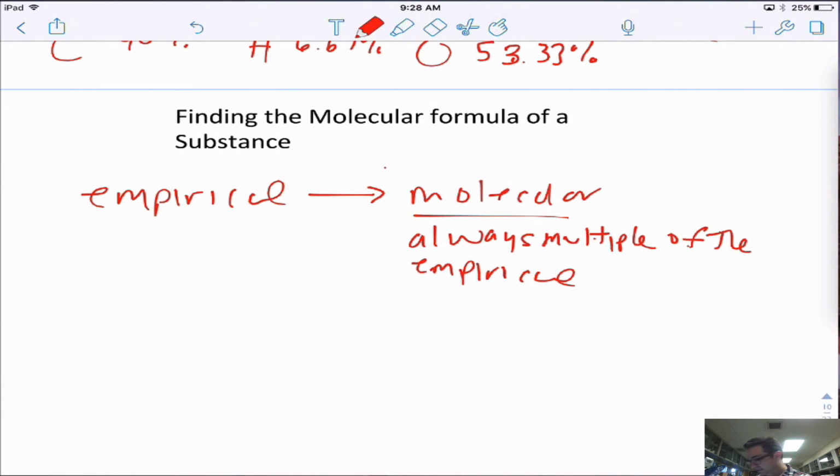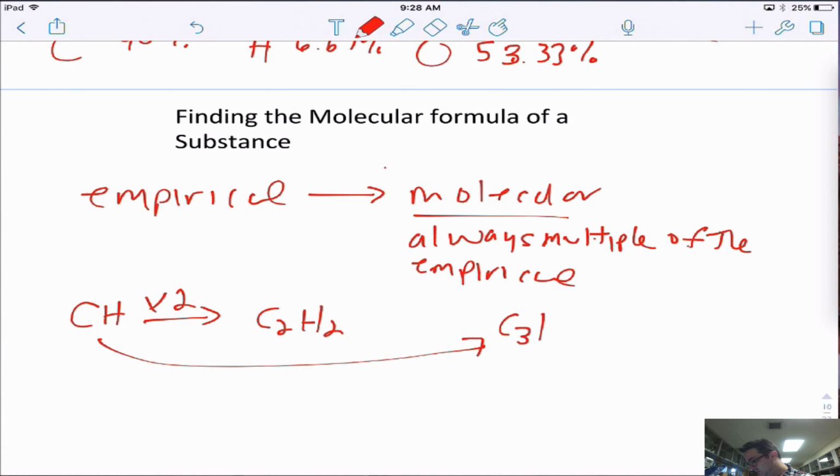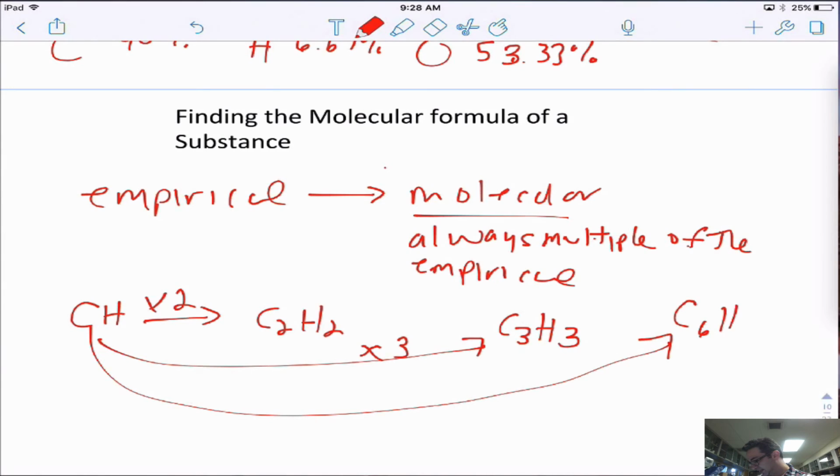So what do I mean by that? Let's take something like if I were to have CH. That's an empirical formula. I can't reduce it. Well, if I had C2H2, that's a multiple of it. How did I go from CH to C2H2? I timesed it by 2. I could also have C3H3, and that would have been timesed by 3. I could have any multiple, times 6, C6H6. These are all molecular formulas. They all can be reduced back down to CH, and they're all multiples of it.